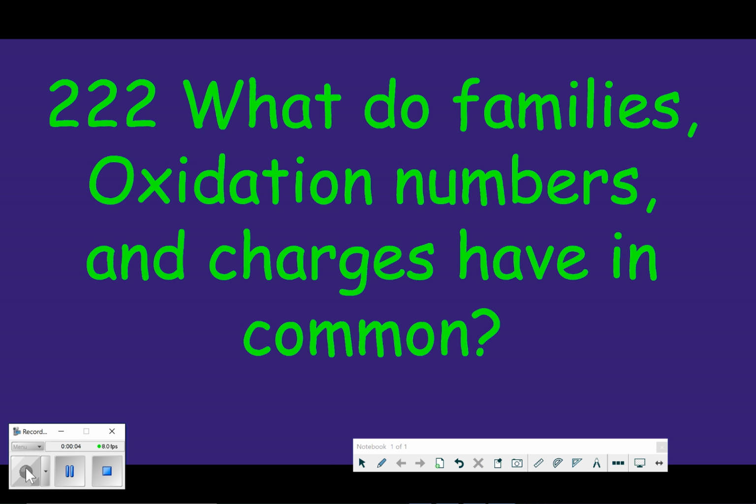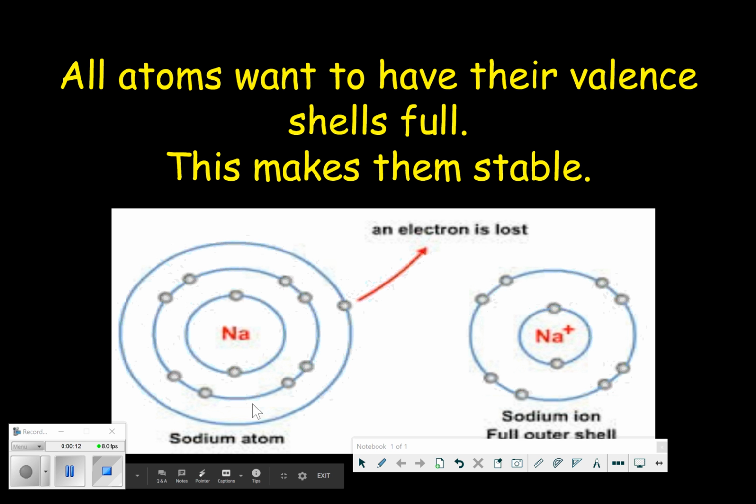Today we're going to go over the lecture on page 222. What do families, oxidation numbers, and charges have in common? Okay, all atoms want to have their valence shells full. This makes them stable. So I want you to think about a tire that is balanced. If a tire is not balanced, it'll get wobbly. I want you to think of these shells the same way. So the goal of every single atom is to have its valence shell full, and it can achieve this by donating electrons or stealing electrons.